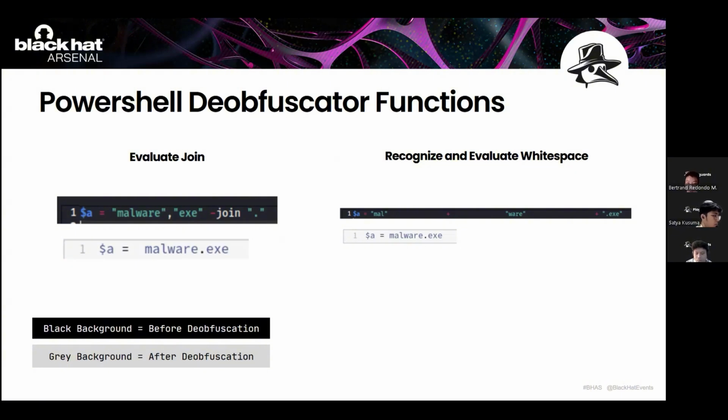The next one is to recognize and evaluate white space, where in this function the application can still recognize the concat function operation while having a very big white space between the string and the symbol. As we can see from the picture, the string and the plus sign have a very big white space value, but the application can read it and still process the concat operation, resulting in the malware.exe value in the picture below. Next.